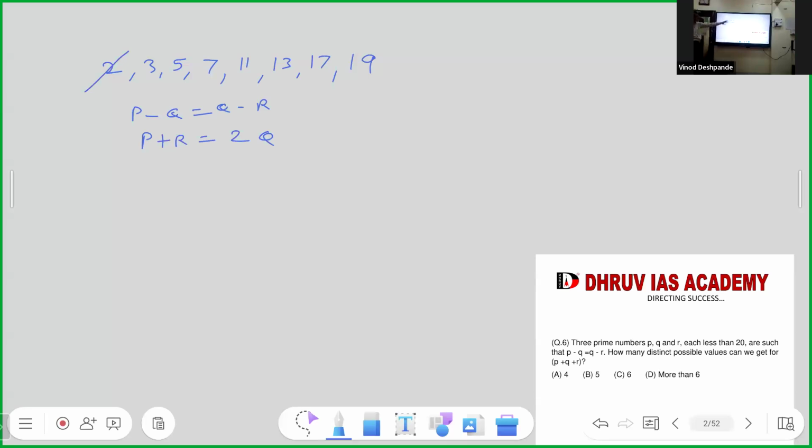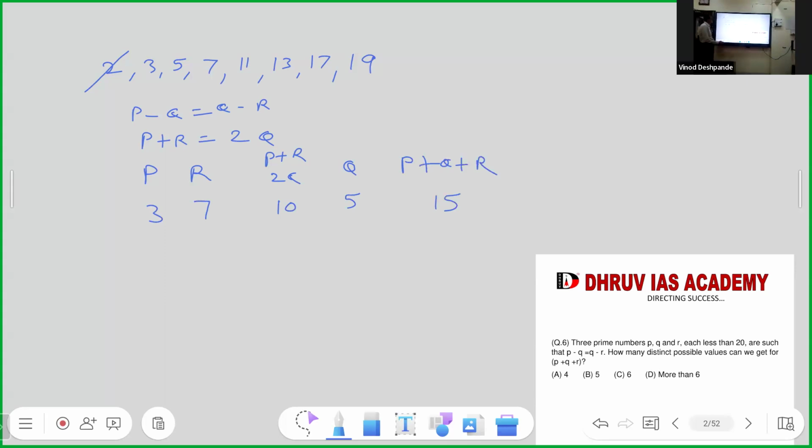So now we will try various combinations of P and R, where P plus R is 2Q. The first value for P will be 3. If you add 3 plus 5, it will be 8, but then Q will be 4, which is not a prime number. 3 plus 7, so the first combination is 3 plus 7. So P plus R is 10 and then Q will be 5, again a prime number. So let us also add P plus Q plus R here: 10 plus 5, 15.